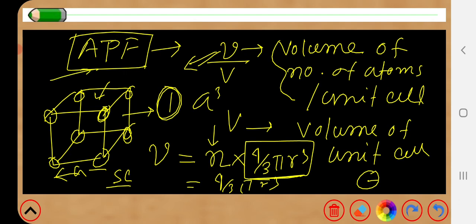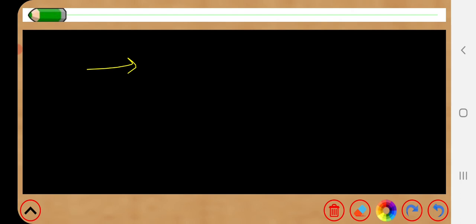लेकिन इसका मतलब क्या होता है? Atomic packing fraction actually tells you how much space of the crystal structure is covered by the atoms. ठीक है, कितना भरा हुआ है ये यूनिट सेल और ये क्रिस्टल स्ट्रक्चर, इट गिव्स दिस आइडिया.